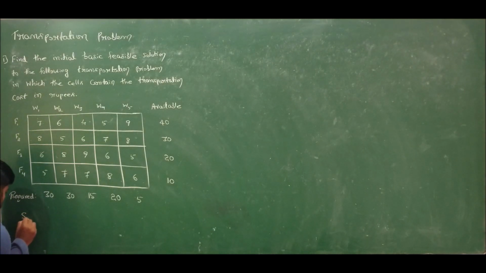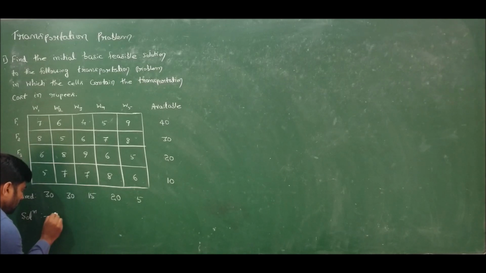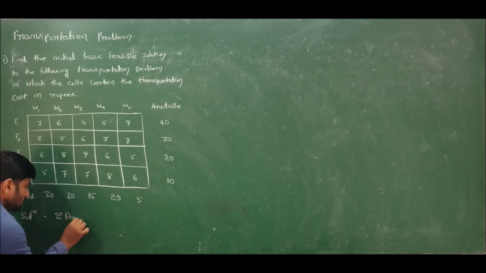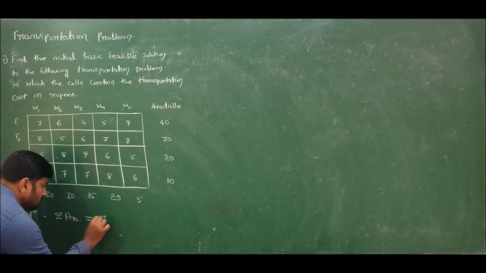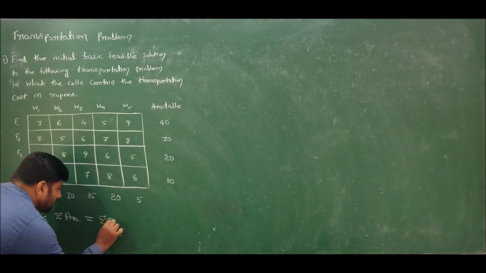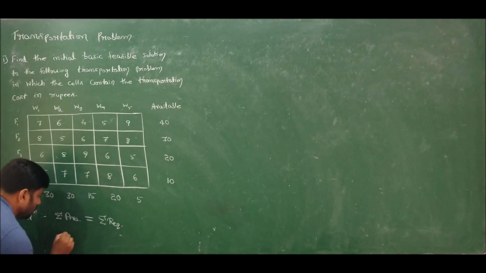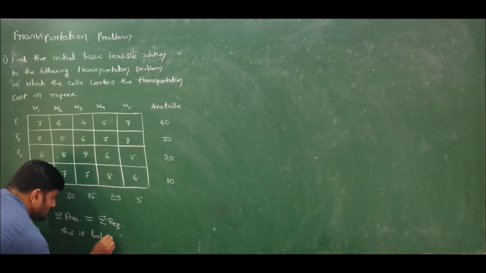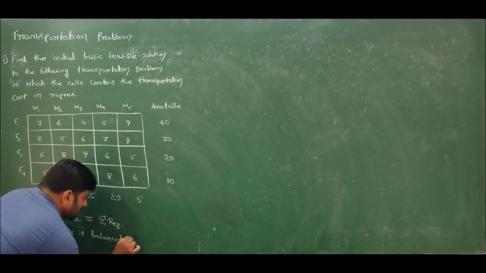So in the solution, the first step is to find that the sum of availability is equal to the sum of requirement. Therefore this is a balanced transportation problem.